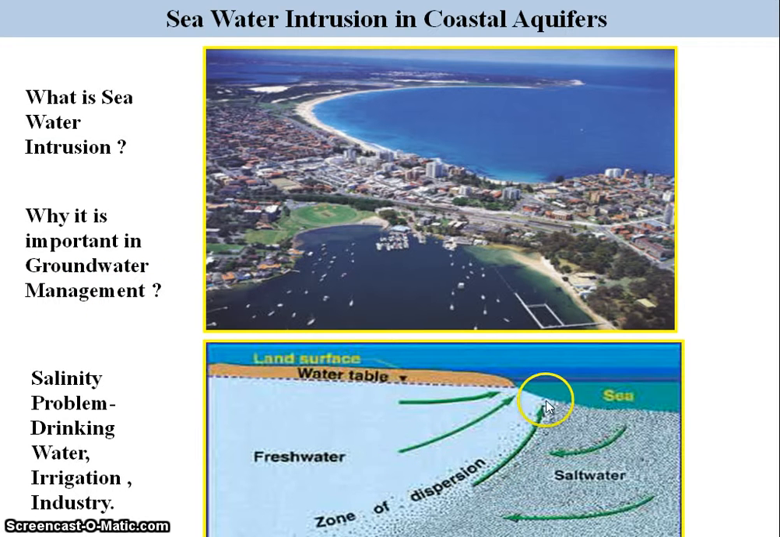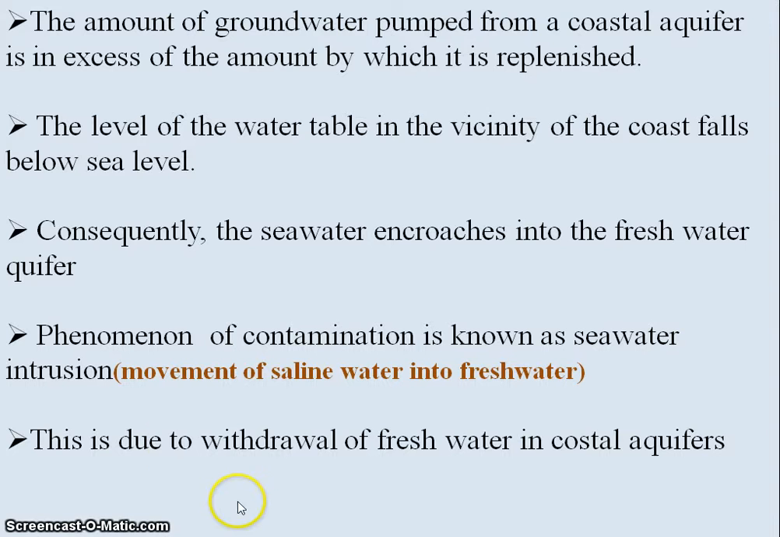If you see the second diagram here, the seawater at the coastal area, because of its higher density, gets intruded into the fresh water, and the fresh water gets mixed with the seawater, and this causes pollution there. So what are its problems? It increases the salinity problem, and because of that, the drinking water gets affected, and it also affects irrigation as well as industrial purposes.